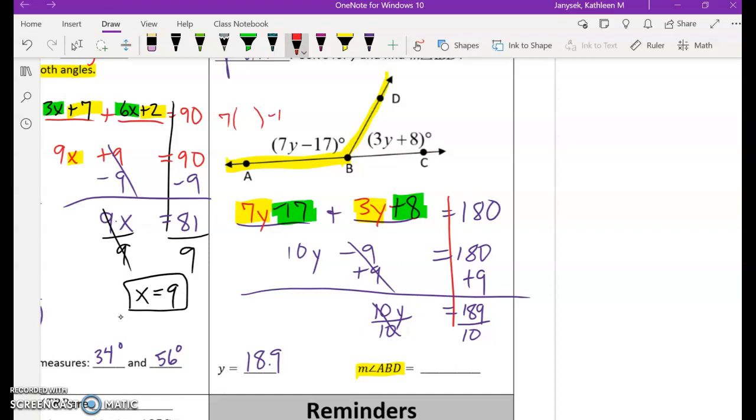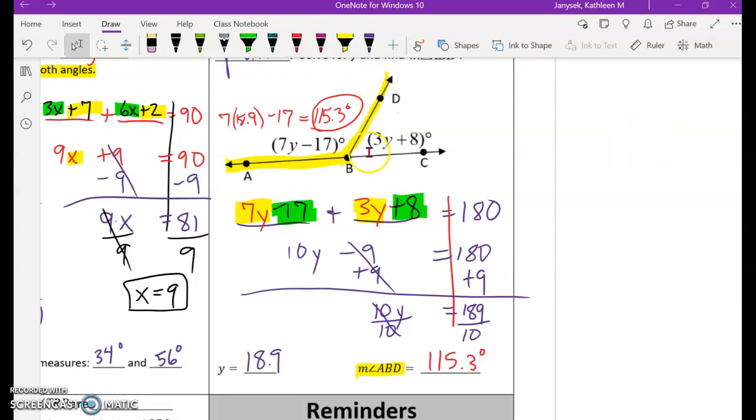7y minus 17. But we know what y is now, so I'm replacing y with 18.9. So when we calculate this, this is 7 times 18.9 minus 17 to get our whole angle, which is 115.3 degrees. I'm going to write it down here as well, 115.3 degrees.